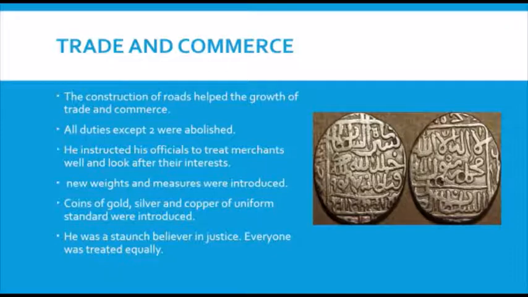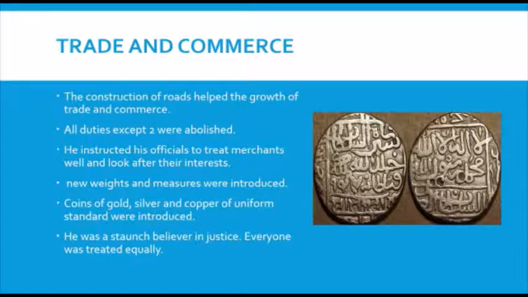New weights and measures were introduced. Coins of gold, silver and copper of uniform standard were introduced. The silver coin issued by Sher Shah, which was called the Rupaya, was so well made that it remained a standard coin for centuries even after his death.